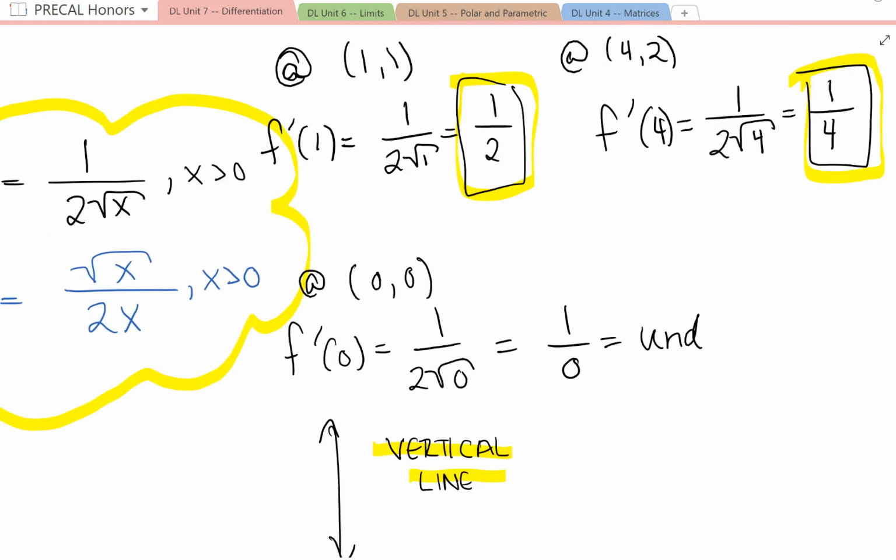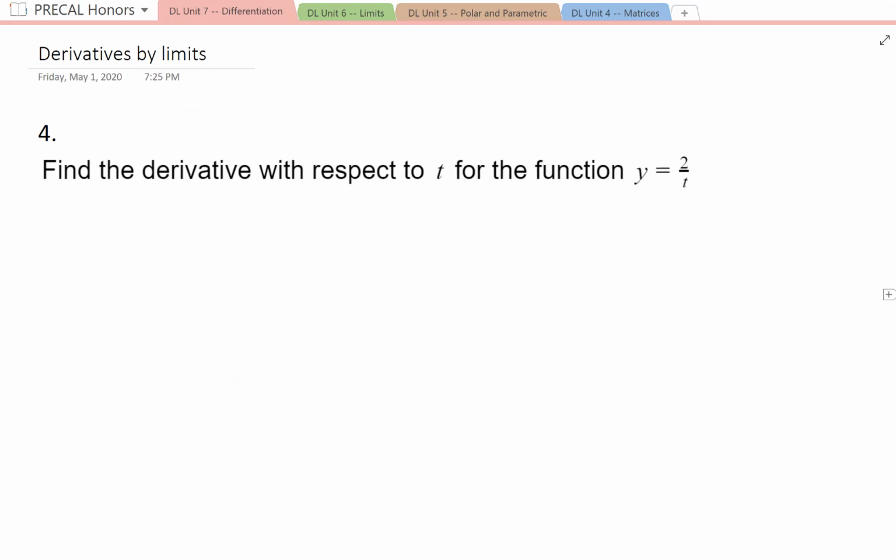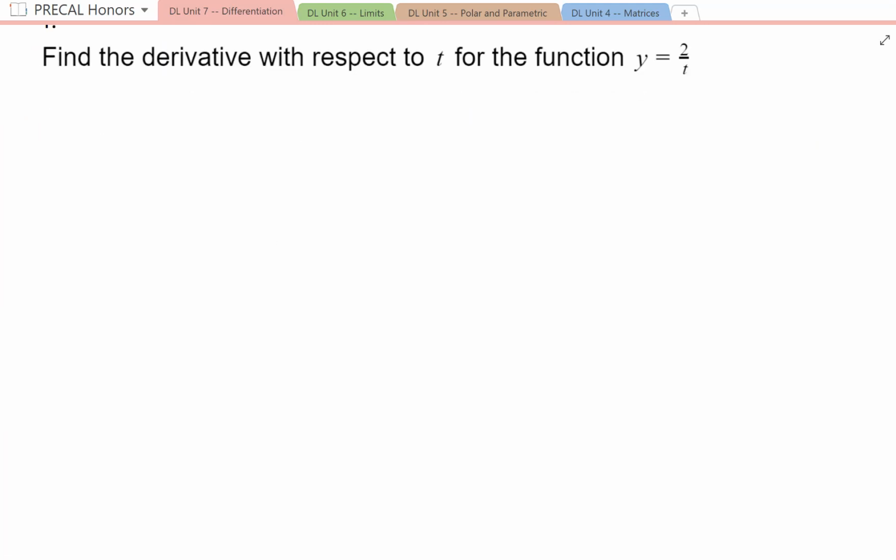Here we have the conclusion for this problem. All right, let's do one more example. Find the derivative with respect to t for the function y equals 2 over t. If you're more comfortable referring to this function as f of x, you can go ahead and do that. That's what I'm going to do. If you do use t, make sure you're using delta t in your limit definition.